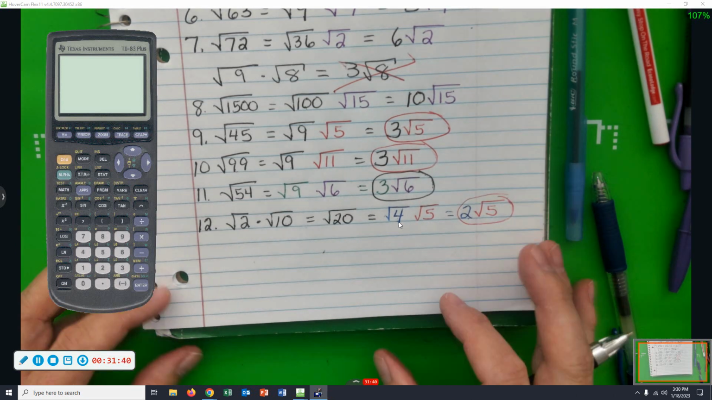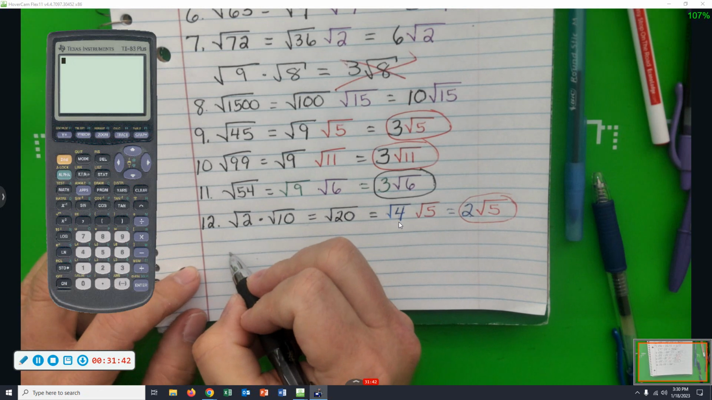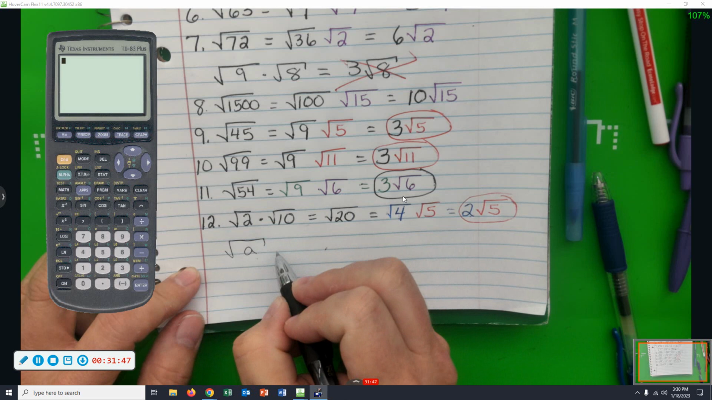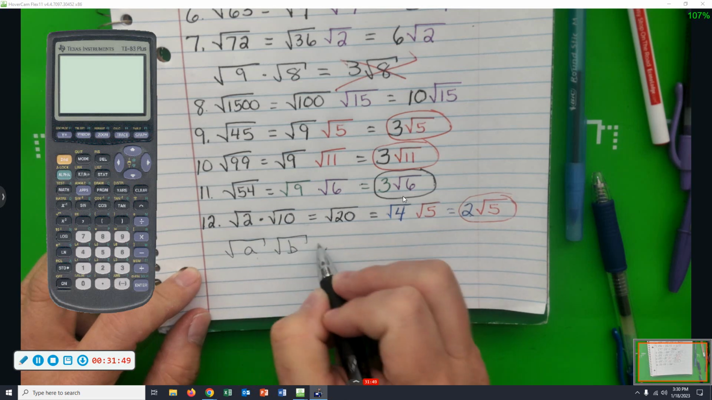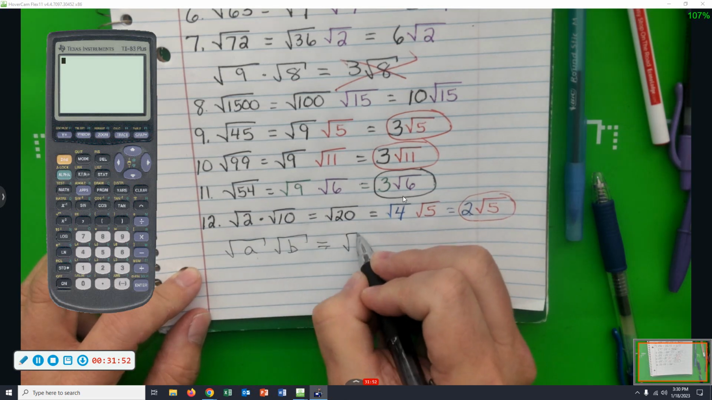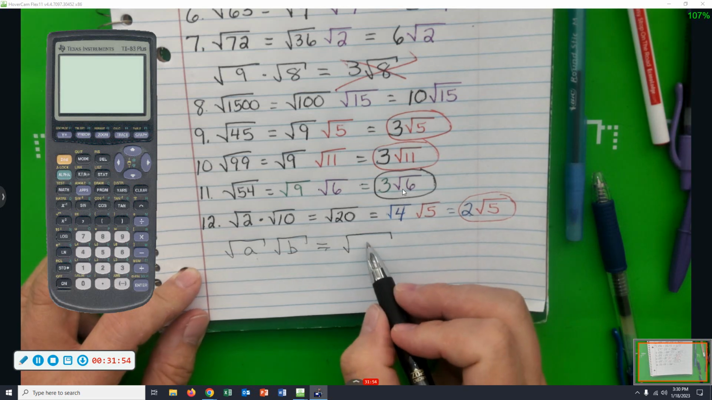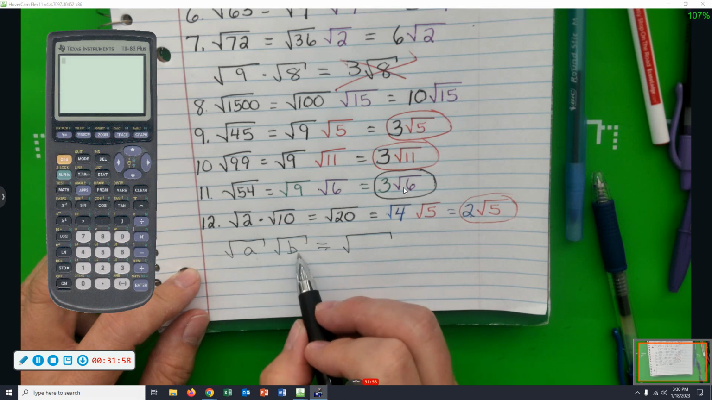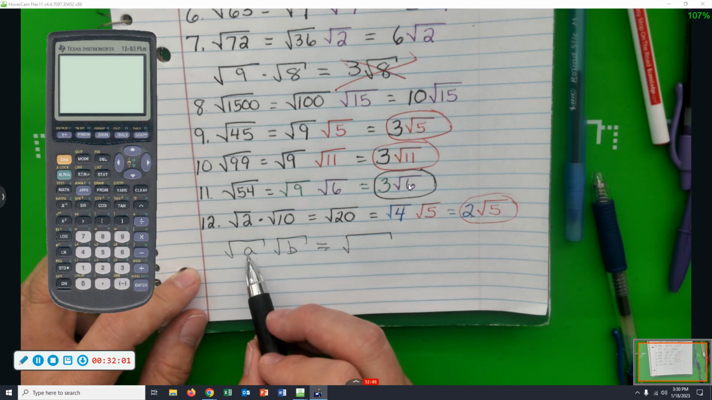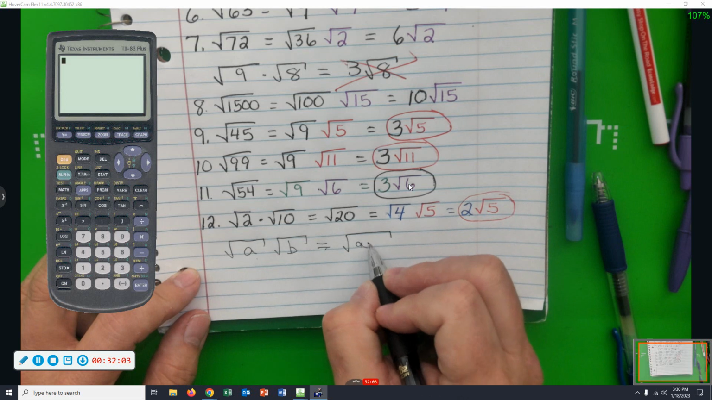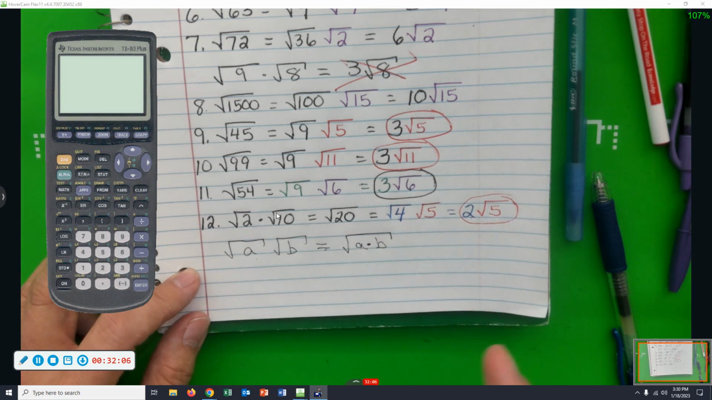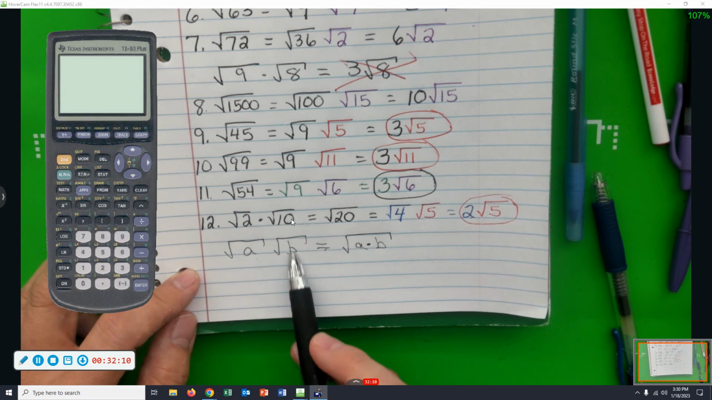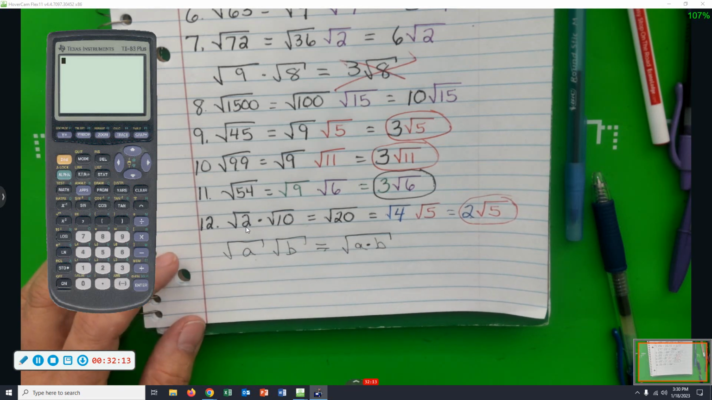So let's make the rule to multiply square roots. If you have the square root of A times the square root of B, you can rewrite that as a single square root by multiplying the things under the radical. The things under the radical are called radicands. Multiply the radicands, A times B. To multiply radicals, you keep the same radical, multiply the numbers underneath them. And that's what we did right there.